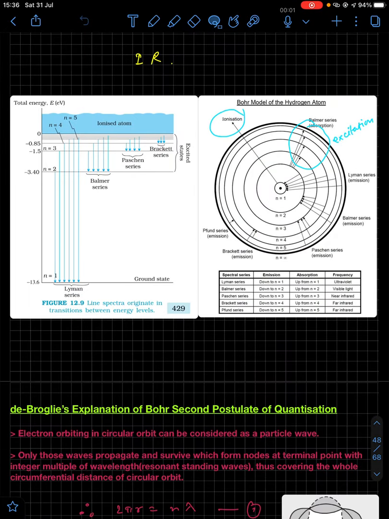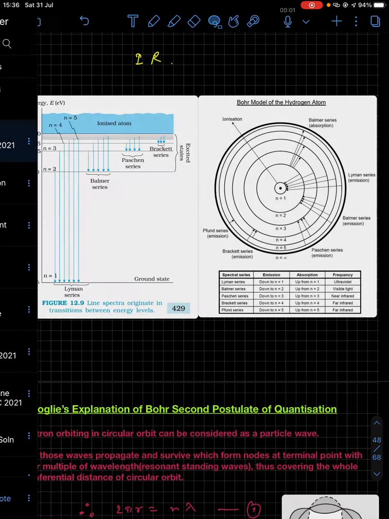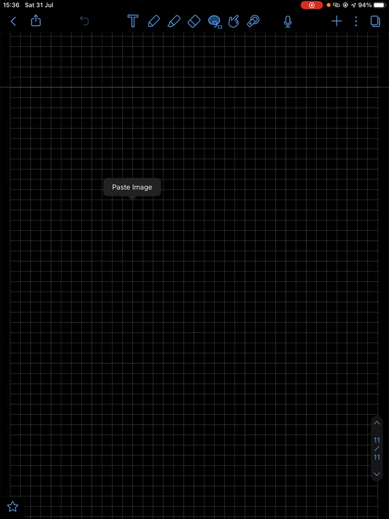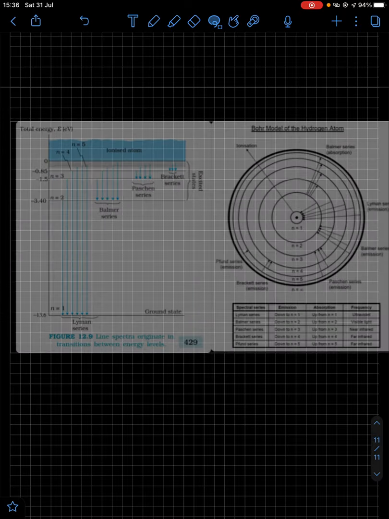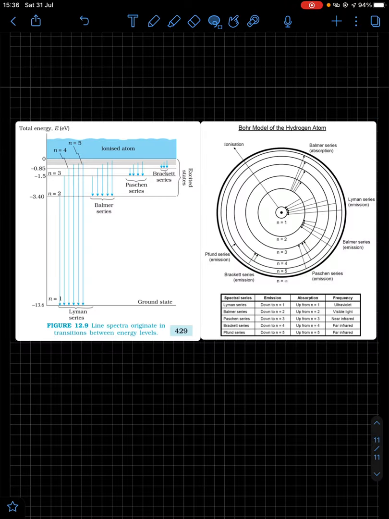So two diagrams are there. The second diagram is easier to relate to, but the first diagram is easier to draw. This is easy to relate because we usually assume that an atom has the nucleus at the center and these energy levels or orbits around it. So it looks like this.